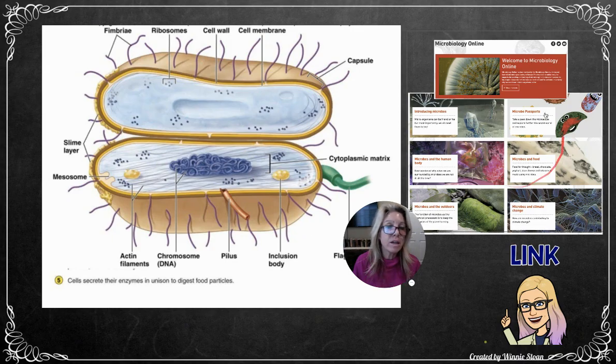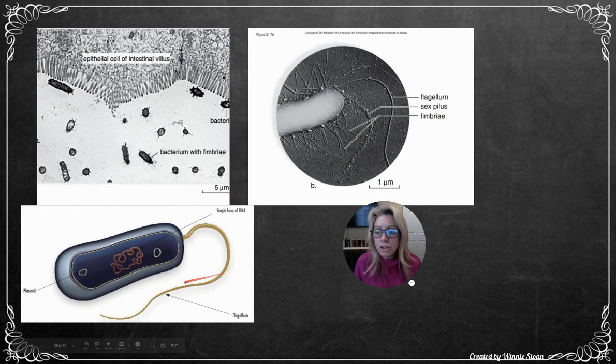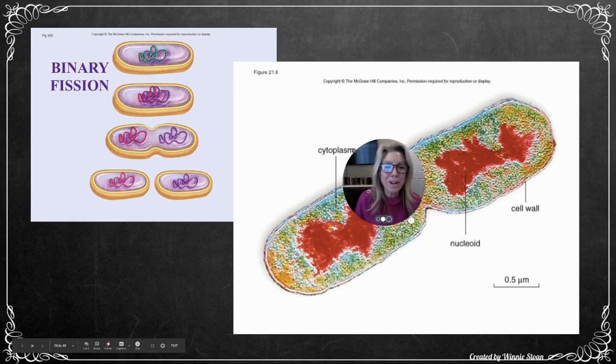This is a link right here. If you click anywhere on here, it's kind of cool. If you're interested in microbiology, there's a lot of information here, and you can look at different types of microbes. And here it's just showing the flagella, the plasmids, the fimbriae. You can see the flagella here and the fimbriae. Remember, this is just a review. We've already gone over this.